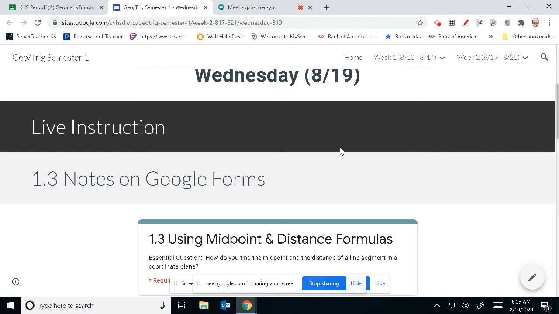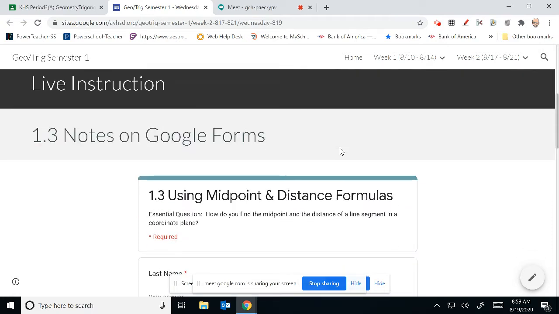And we're going to look at 1.3 today, 1.3 notes. We'll wait another minute, maybe, before we get started here. We end at about 9:35. We're just going to run through the 1.3 notes. We're going to look at midpoint and distance formulas. And we have an essential question right there.